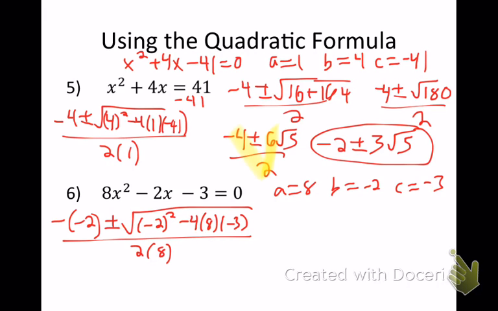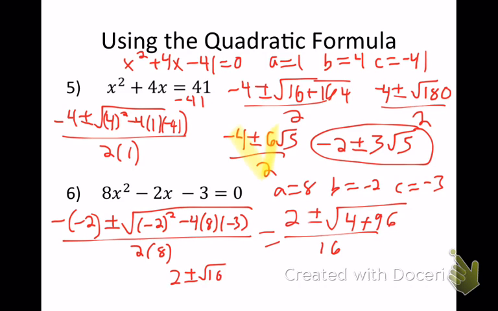Two negatives give me a positive. So I have 2 plus or minus the square root of negative 2 squared, which is 4. Negative 4 times 8 times negative 3 is 96. Oh, yeah, you're right, sorry, I don't know why I got 4 there. That's 2. Thank you. So 2 plus or minus the square root of 4 plus 96, all over 16. So I get 2 plus or minus the square root of 100 over 16.